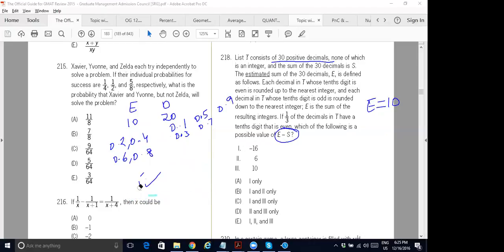Now, when we are calculating for S, we will have a whole range of values. So what we can do is figure out the minimum possible value and the maximum possible value.